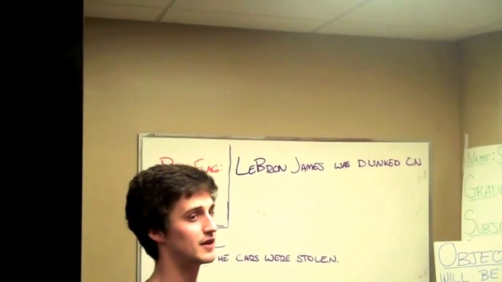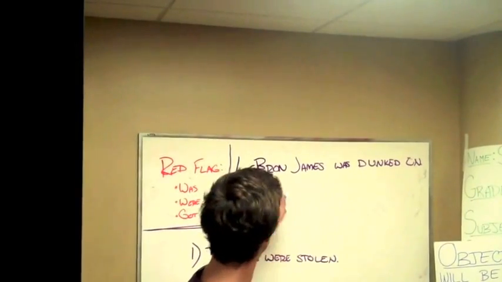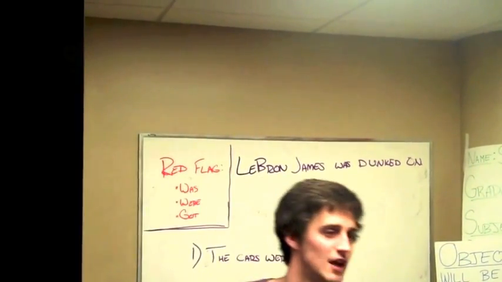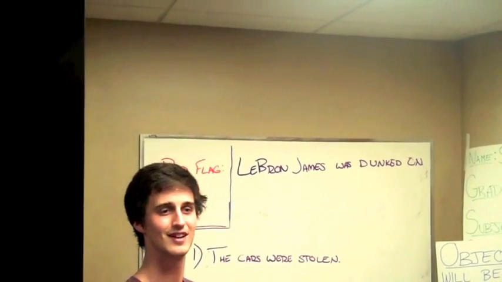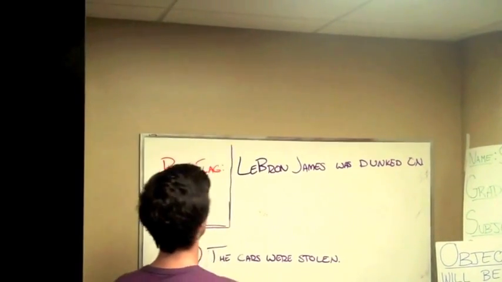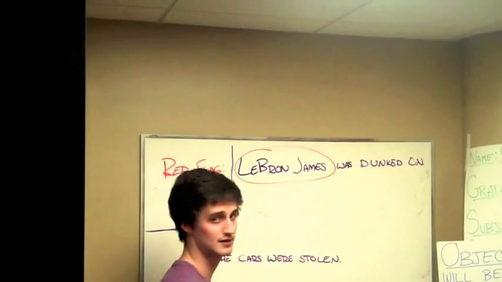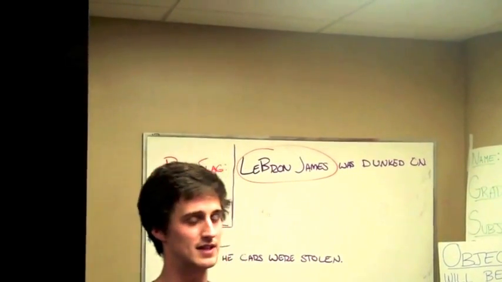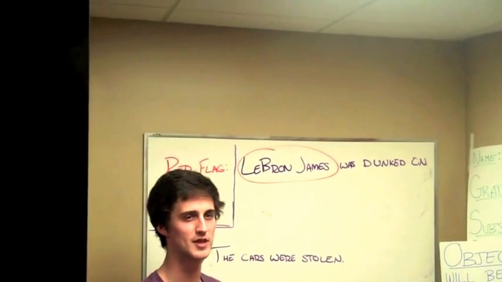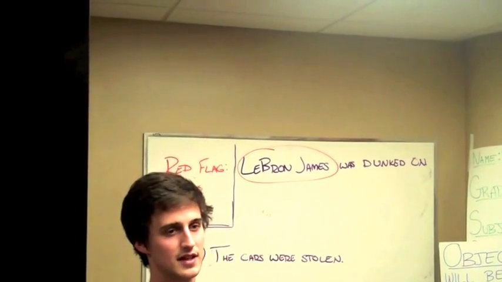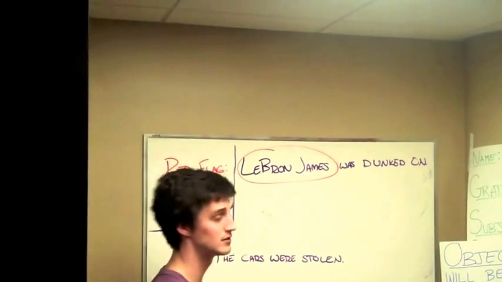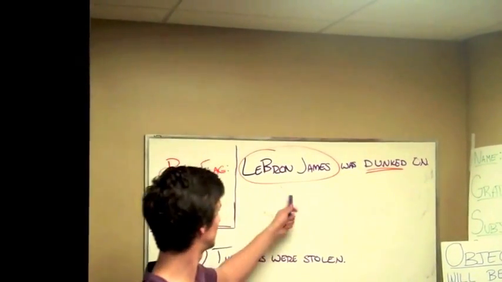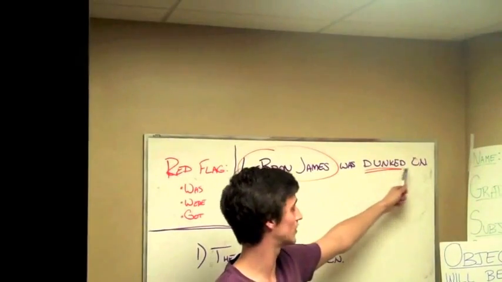Build our own definition. So in the sentence, LeBron James was dunked on, who can tell me what is the subject? Luke. Right. LeBron James is our subject. Perfect. And what is the main verb in this sentence? And what I mean by that is, what verb is telling the story of this sentence? Dunked. Perfect. So our subject, LeBron James, was verb dunked on.